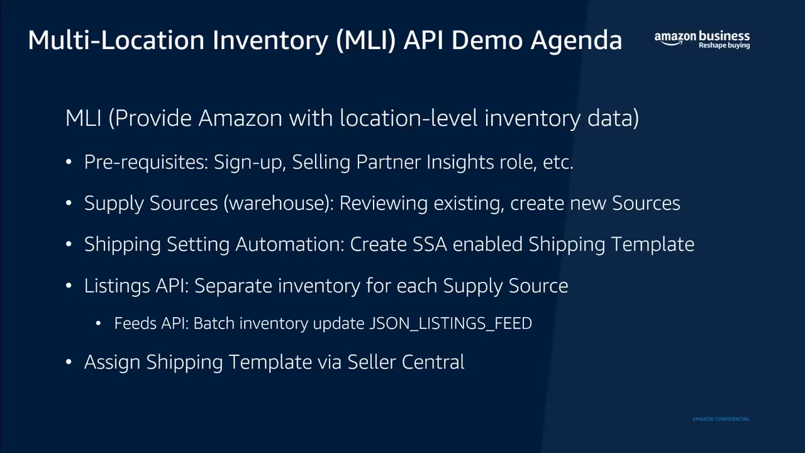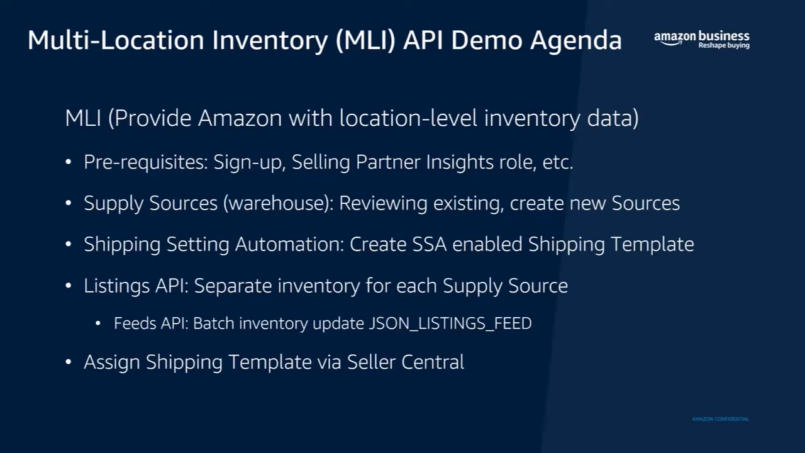We will first start with looking at supply sources that already exist in our seller account and also create a new supply source. Next, we will go to Seller Central and create an SSA-enabled shipping template. We will then use the Listings Items API to separate inventory for each of our supply sources. If you would like to do batch inventory updates, you could also use the Feeds API's JSON listing feed. And finally, we will go to Seller Central and assign the shipping template to our SKUs.